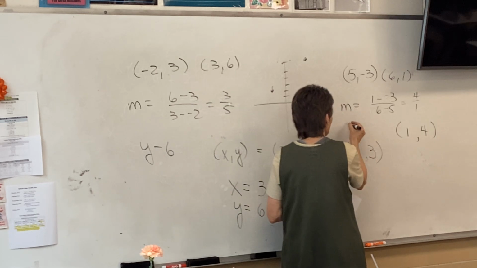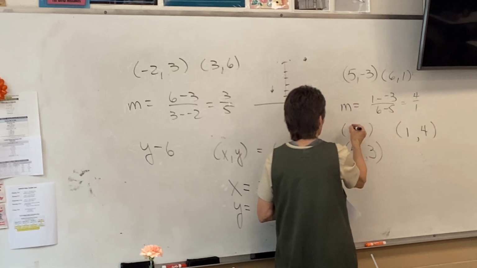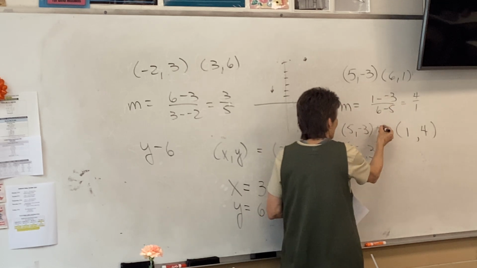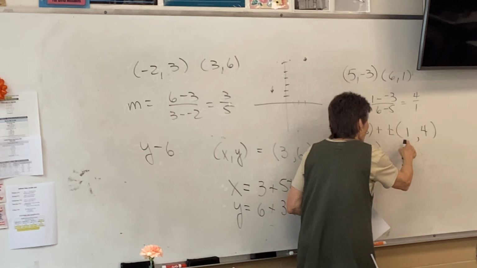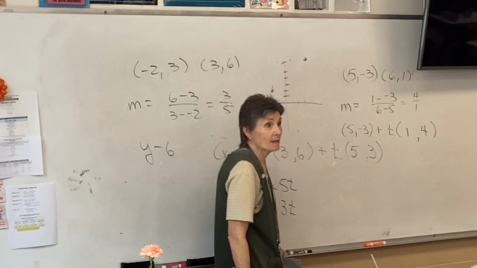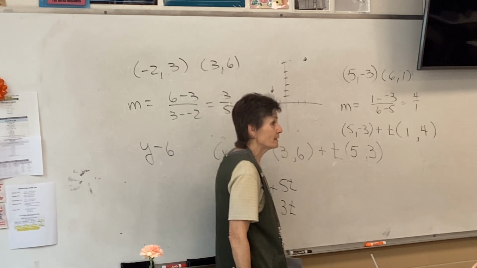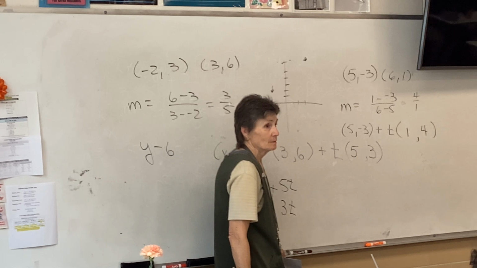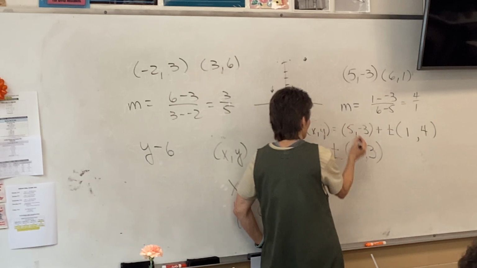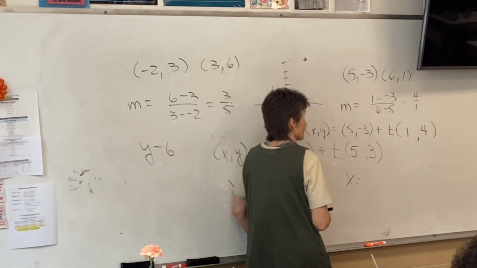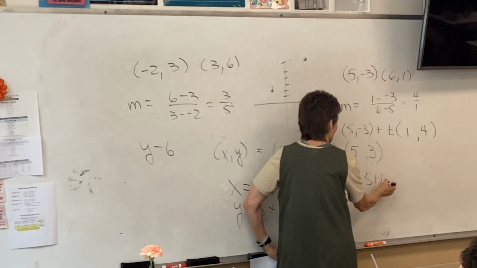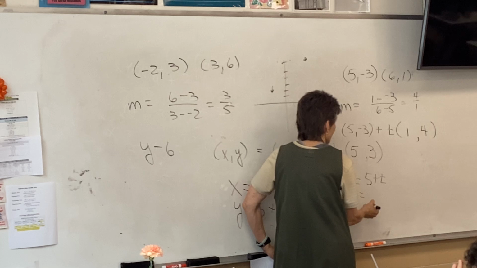So pick a starting point, doesn't matter which one, we can use 5, -3 this time. And add multiples of your slope vector. This line goes right 1 and up 4. So what are your parametric equations? x equals 5 plus t, and y equals -3 plus 4t.